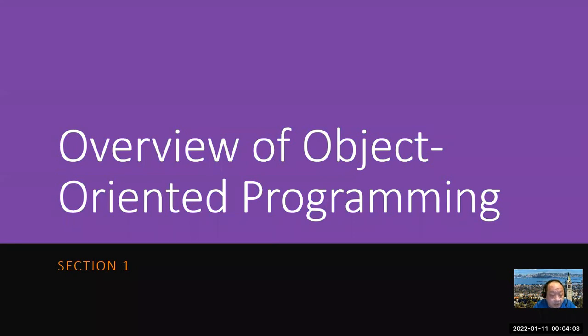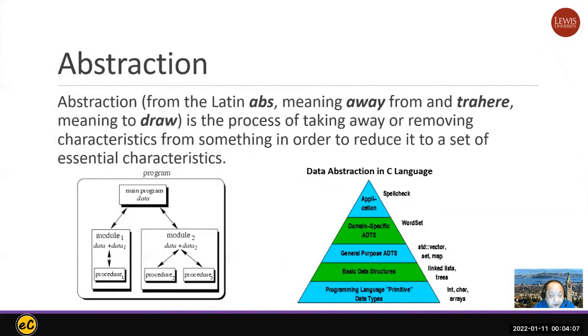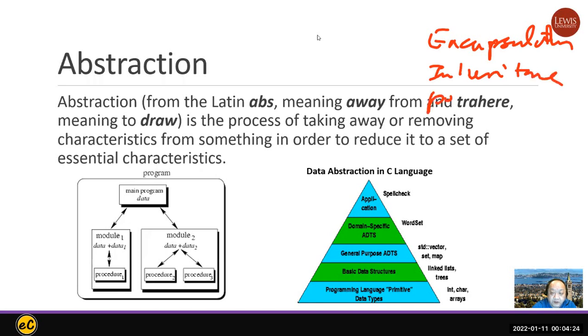So, overview of object-oriented programming. First, abstraction. There are three major factors in object-oriented programming: encapsulation, inheritance, and polymorphism.